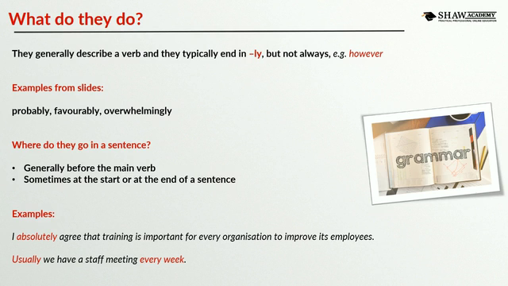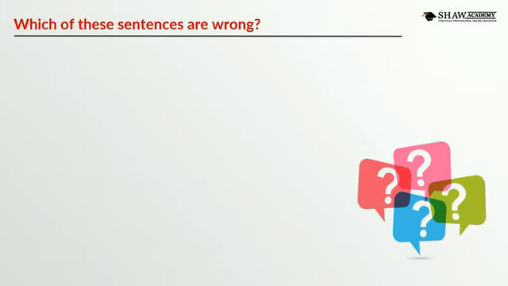You could put that before the verb have. You could say we usually have a staff meeting every week. So sometimes you can put them in different positions, and it can depend on the emphasis that you want. Okay? Now guys, a question to see if you all understood that.